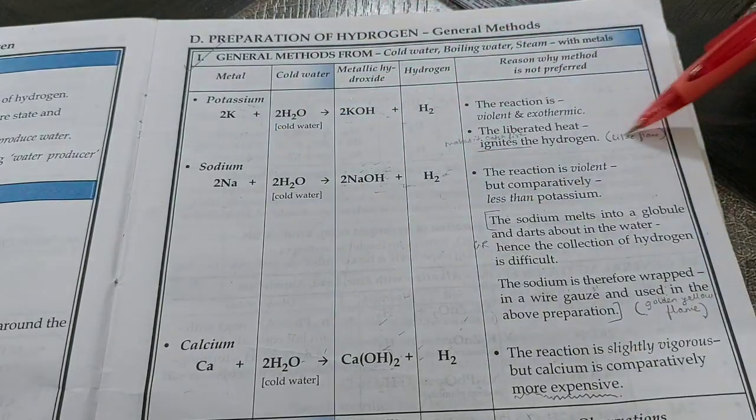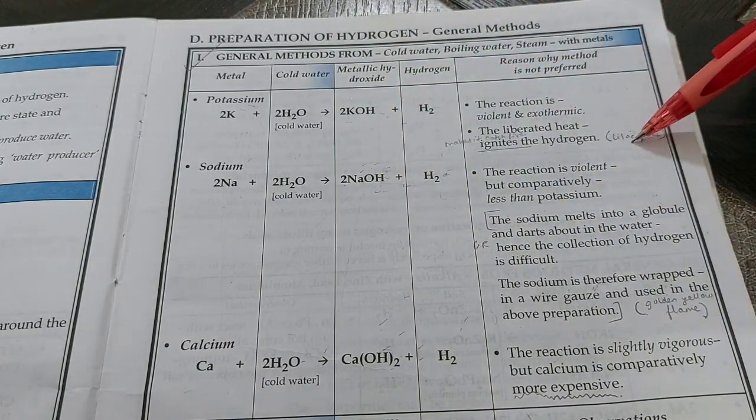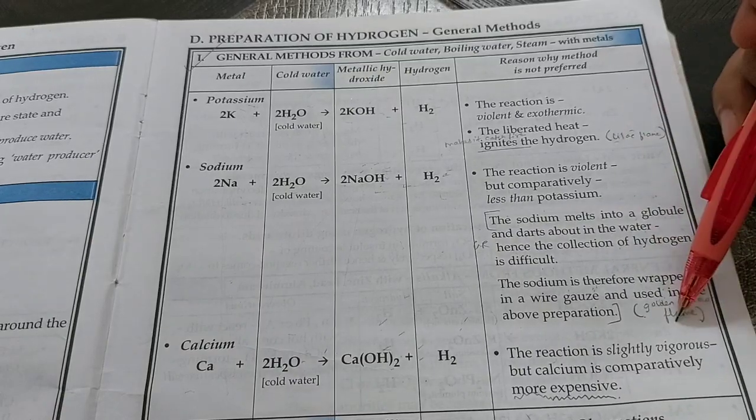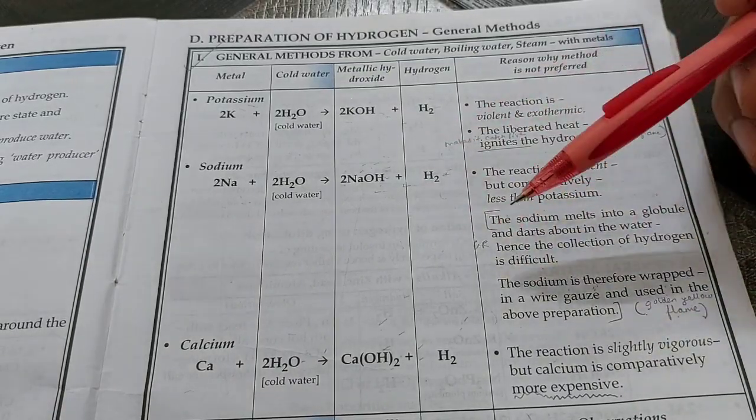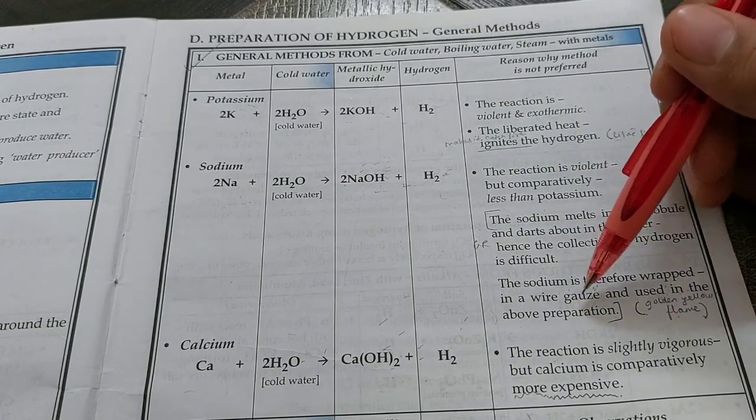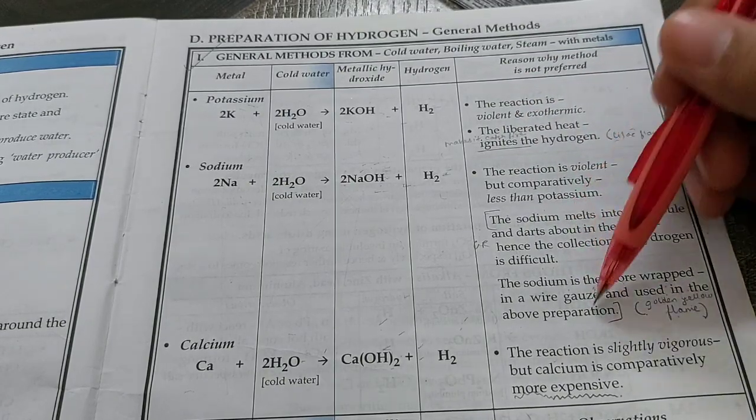From potassium, we get a lilac flame because potassium vapors are visible in that. And with sodium, we have a golden yellow flame. Mention these things. And the sodium will in fact dart about on the surface of the beaker. So to prevent that, you may have to wrap it in a wire gauze. So mark this as a GR.